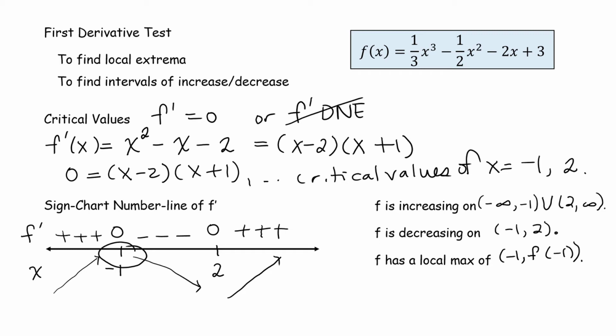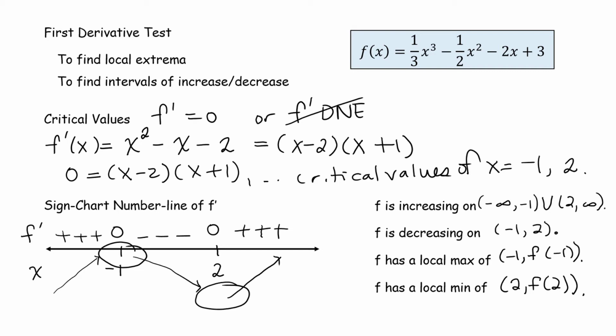And at 2, the graph falls to 2 and then rises again. So that point would be a local minimum. We would say that f has a local minimum at 2, f of 2.